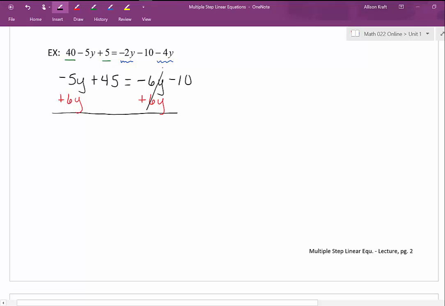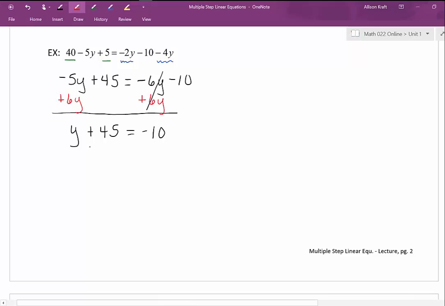The 6y's on the right cancel out. On the left, negative 5y plus 6y leaves me with a positive 1y plus 45 equals negative 10. Now that all of my variable terms are collected on the left, I have no choice but to move my constant terms to the right side.